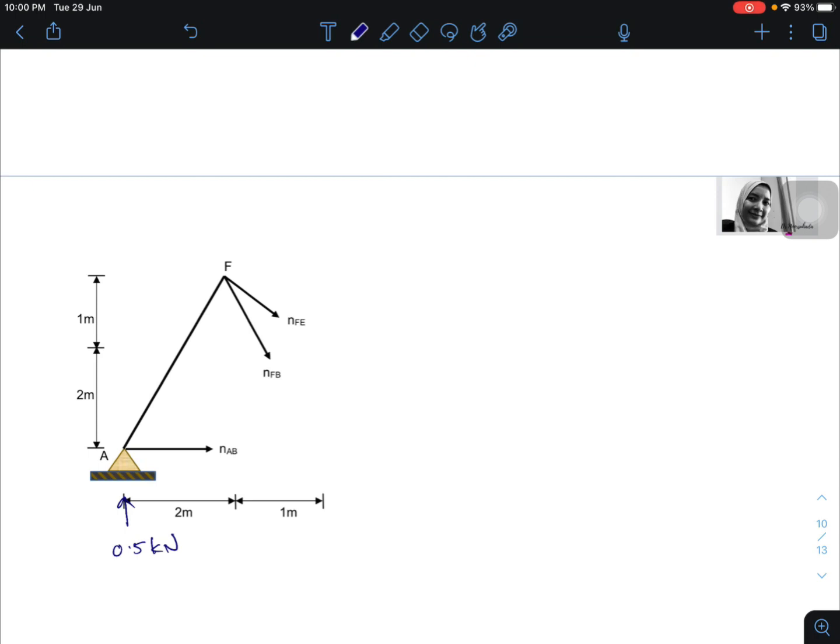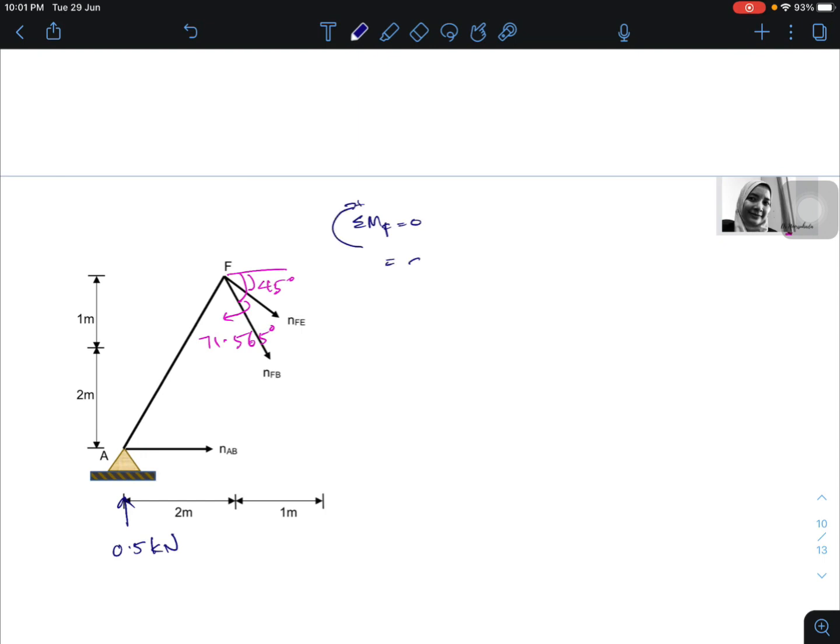Now we take moment. For the angles, this one is 45 degree, and this one is 71.565 degree. So this one is 45 and this one is 71.565 degree.